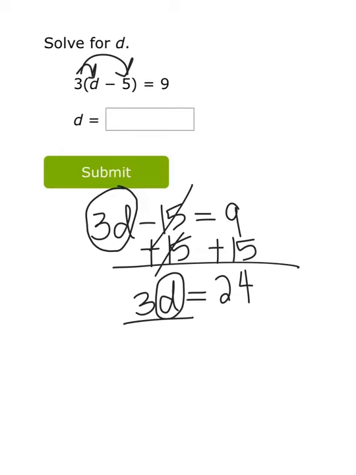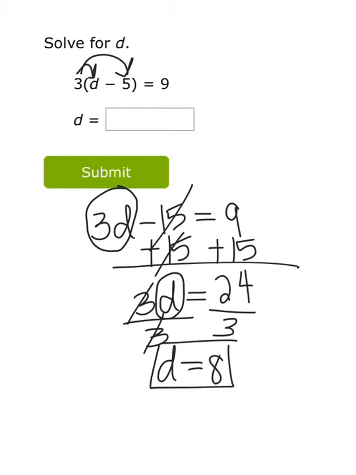So I want to get rid of the 3 and move it to the other side. So the opposite of multiplying by 3 would be to divide by 3. Because 3 divided by 3 is 1, it leaves d alone as 1d. And 24 divided by 3 is 8. So I would get d equals 8.